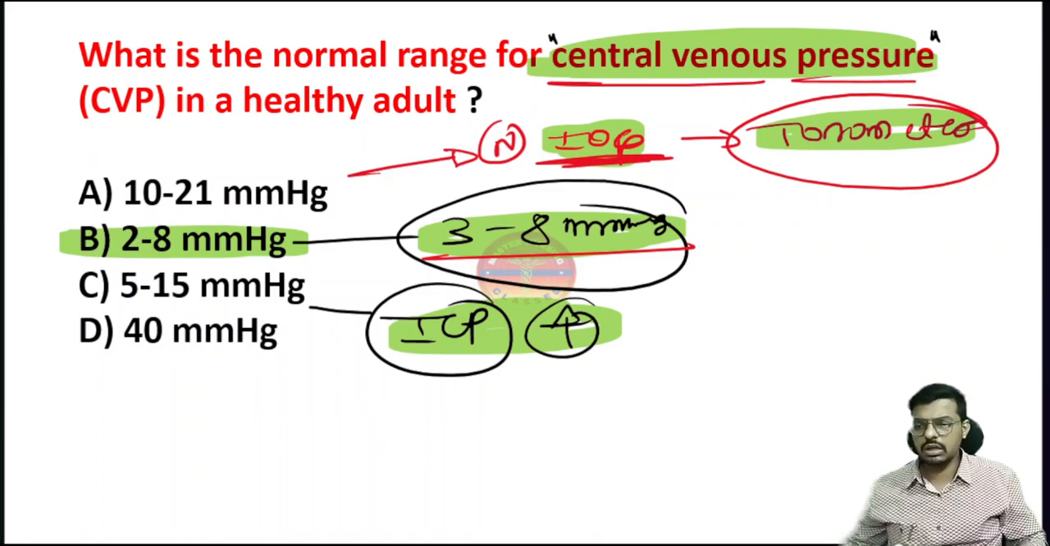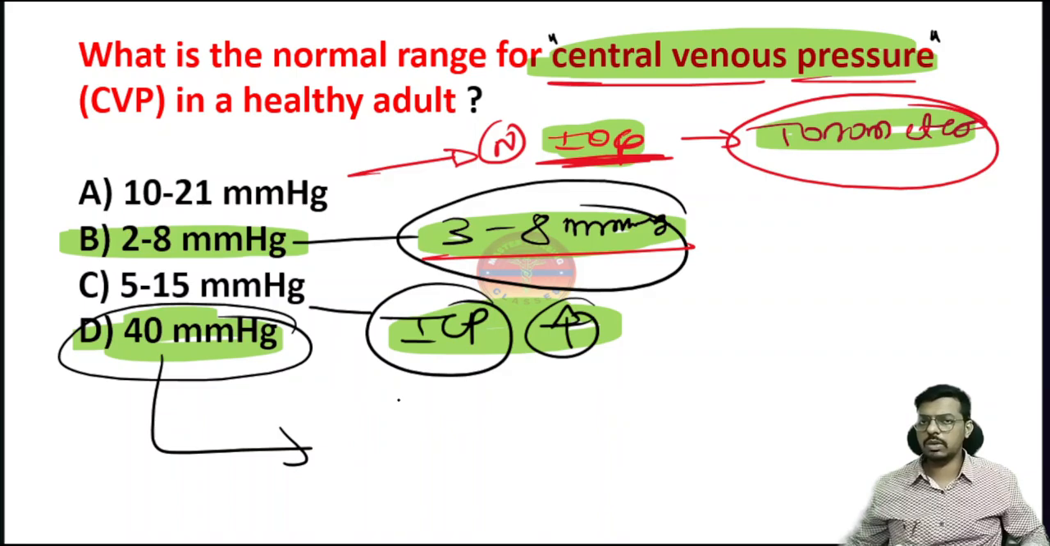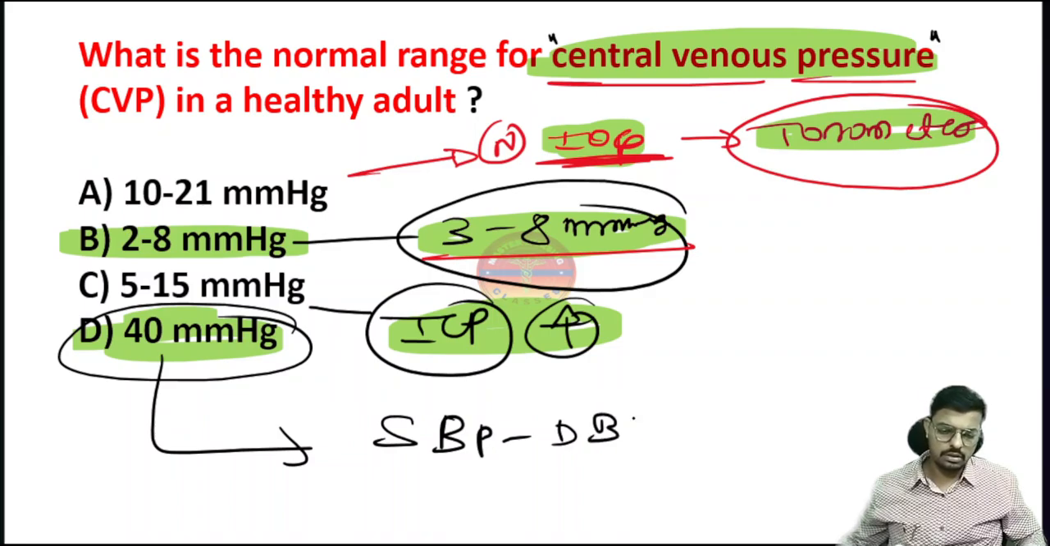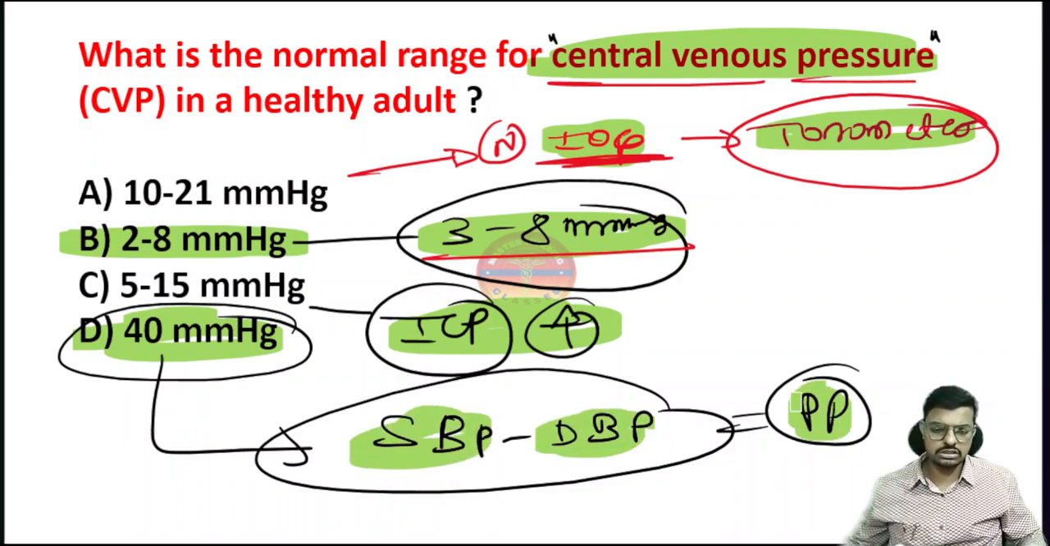Now what is the normal pulse pressure? The 40 mm of Hg is the normal pulse pressure. What is pulse pressure? SBP minus DBP is equal to pulse pressure. It's the difference between the systolic blood pressure and diastolic blood pressure, and it's called the pulse pressure. What is the normal standard SBP? That is 120. What is the normal standard DBP? That is 80. So 120 minus 80 is 40 mm of Hg. This is our normal pulse pressure.